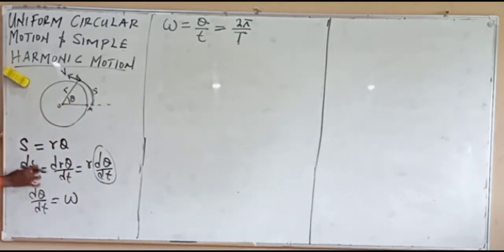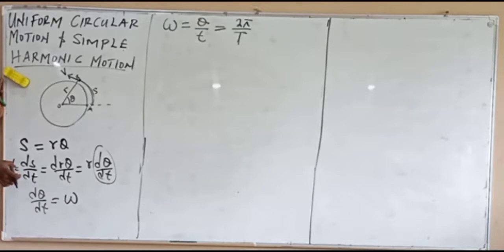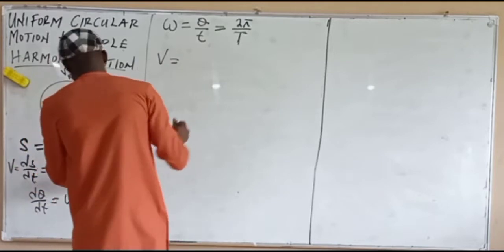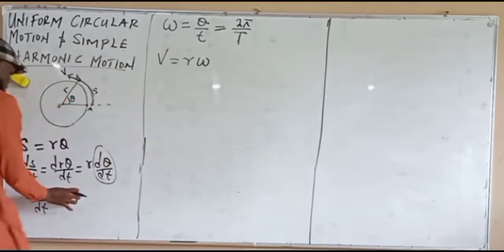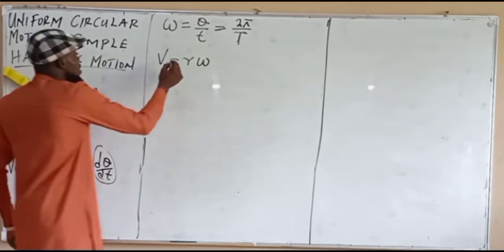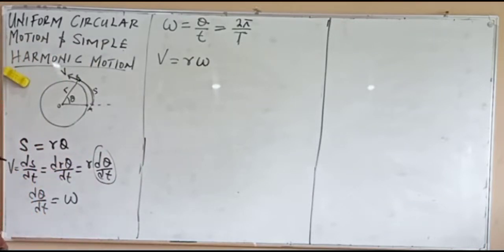Our dx over dt, the changing linear displacement over time, is equal to velocity. Since our velocity is equal to the change in displacement over time, which is r d theta over dt, and we said d theta over dt is angular velocity, we can say linear velocity will be r times angular velocity. This one is omega, not W. It's called omega. So our linear velocity now will be r omega.